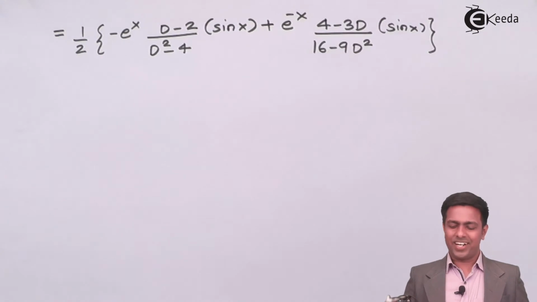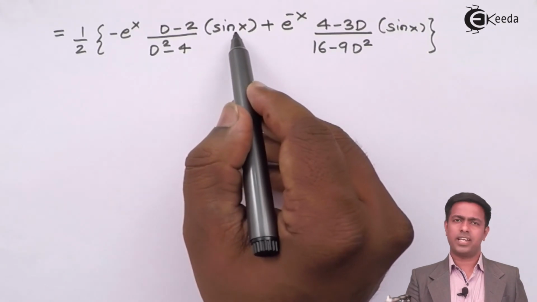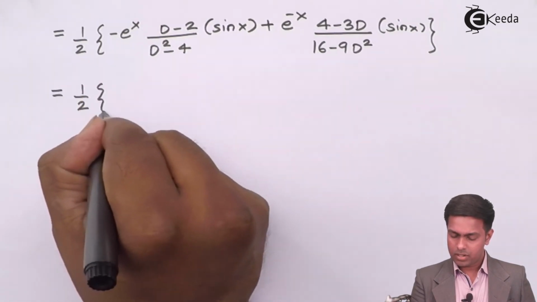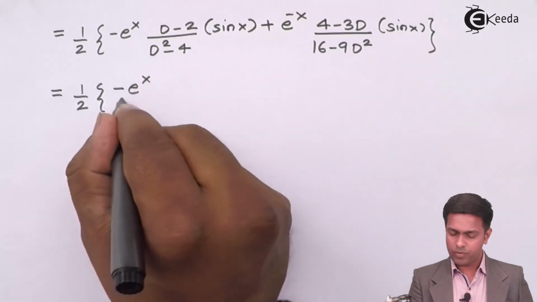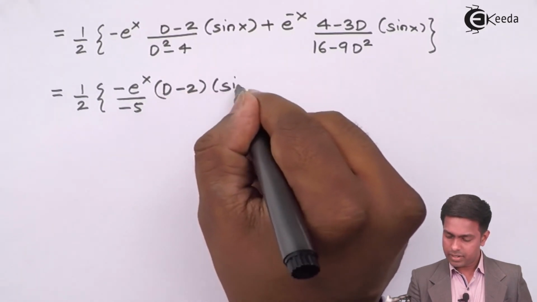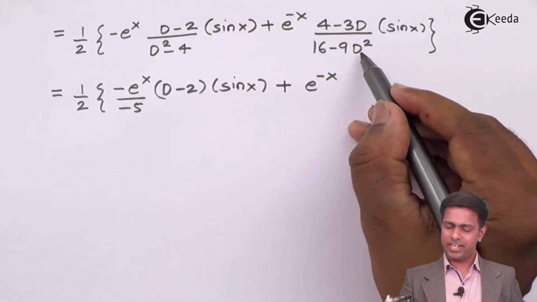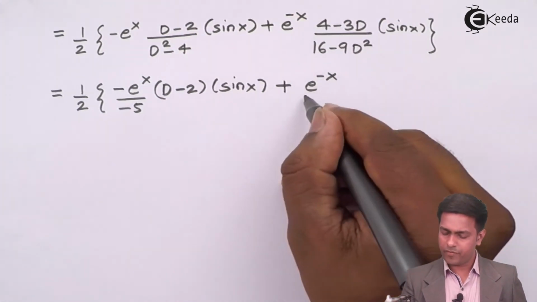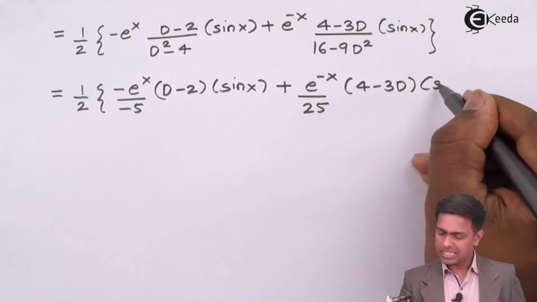So by doing this, we got the d square term in the denominator, and now we'll replace d square with minus a square. A is 1, so minus a square is minus 1, so d square is minus 1. So we will get 1 by 2 minus e to the power x. This is minus 1 and minus 4 will be minus 5. Then we have d minus 2 into sine x plus e to the power minus x. D square is minus 1, so 16, and this is plus 9 will be 25, so upon 25, and 4 minus 3d into sine of x.